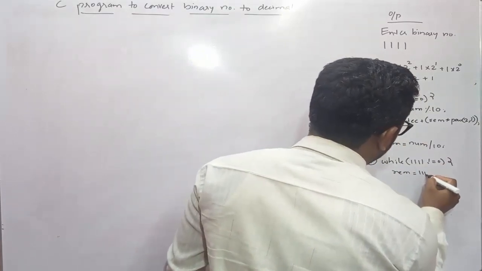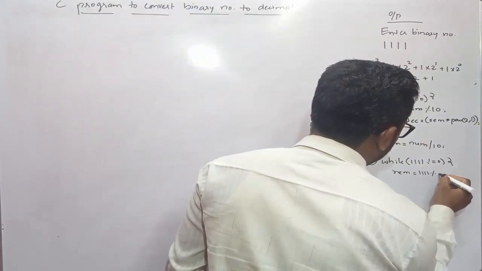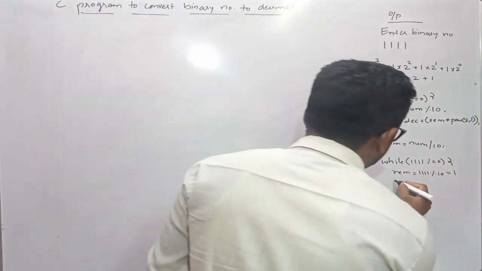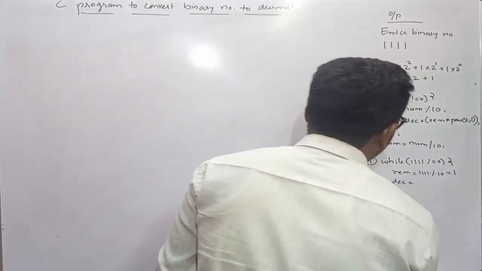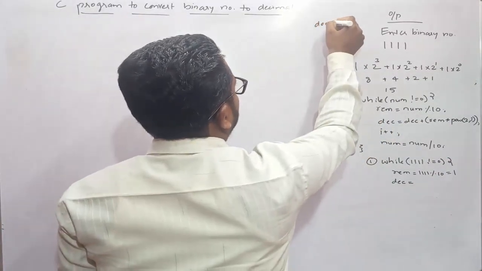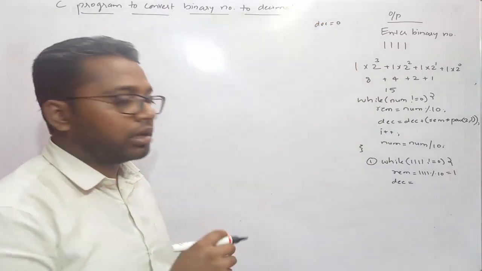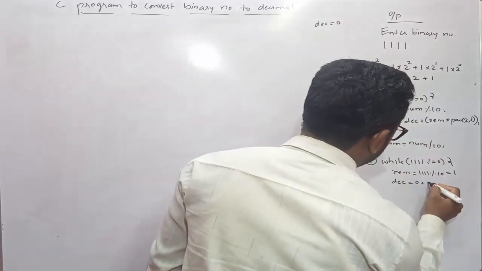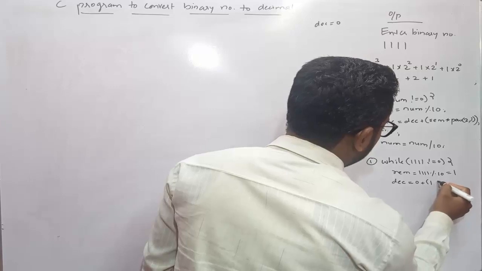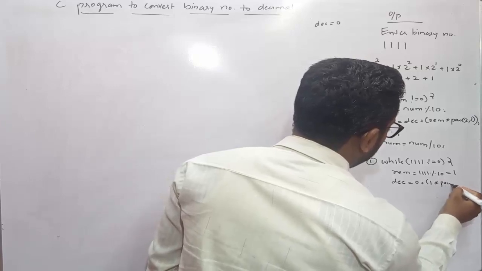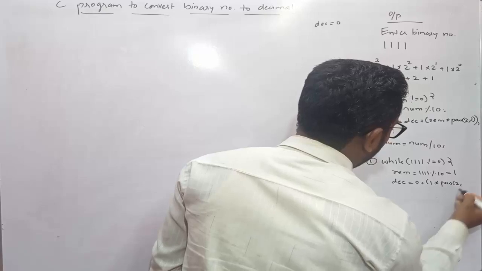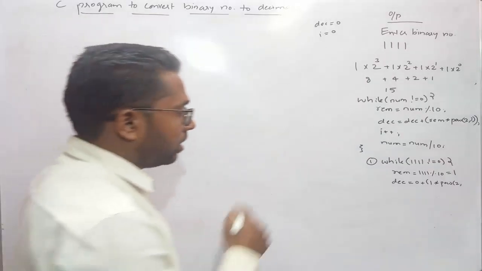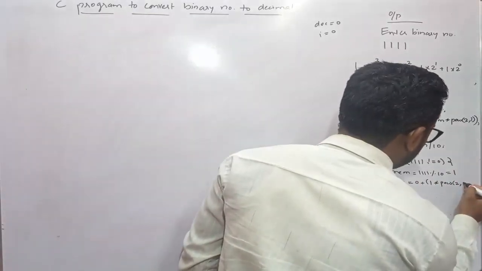Remainder equals binary number mod 10, and I will get 1 as the remainder. Then decimal, I need to initialize the value 0 to decimal. So decimal equals decimal. The value of decimal is 0. 0 plus remainder 1 into power of 2 comma i. I need to initialize the value 0 to i, which is 0.